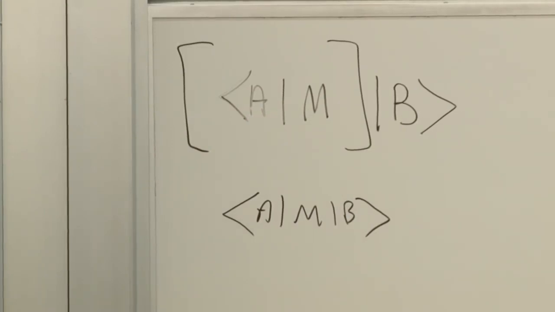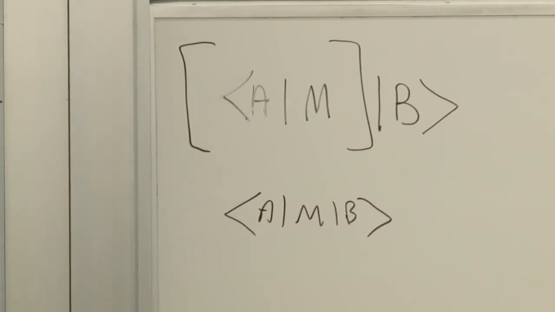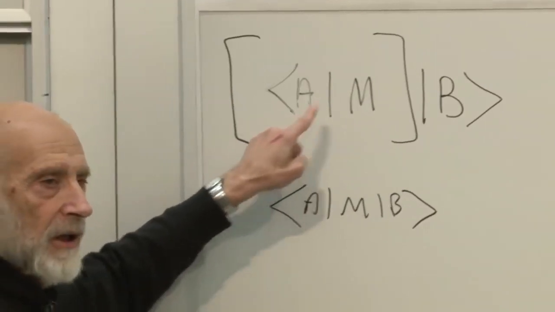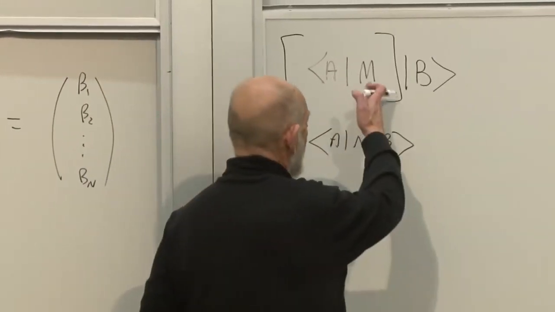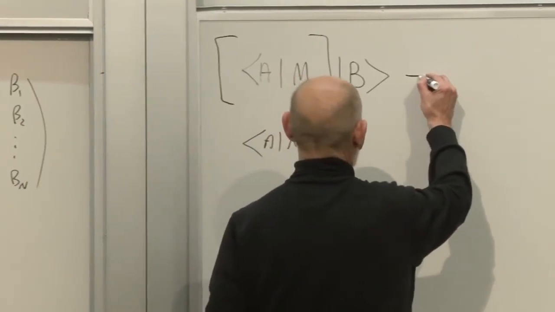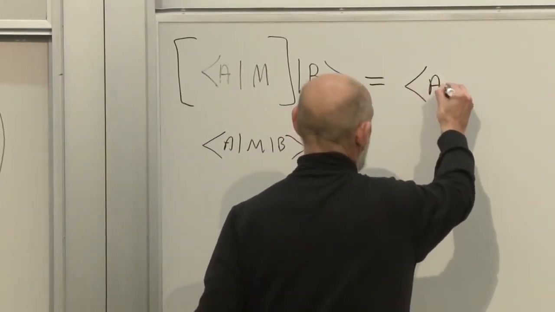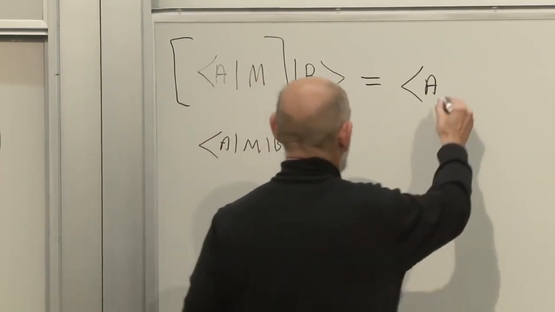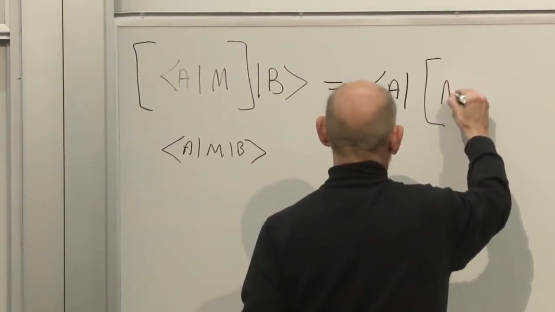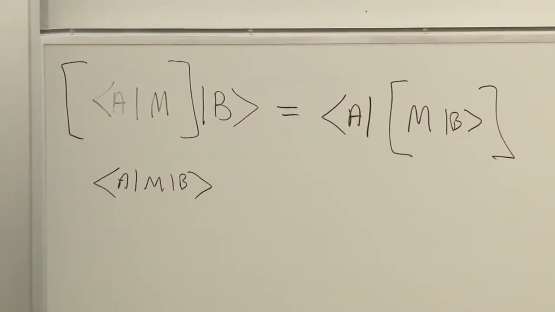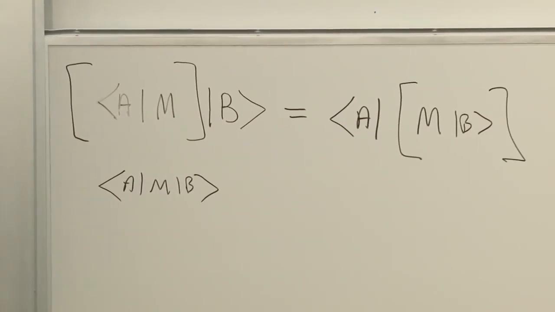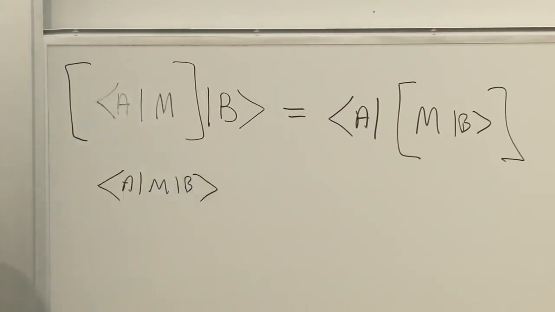The answer is, with the standard definition of how linear operators act to the left on bra vectors, it doesn't matter. In other words, we define the action of an M on an A to the left such that, and I'll show you that we can always do this, it doesn't matter which way we do it. A, M, B is the same either way, so you can remove the brackets. Okay, let's see that we can do this.